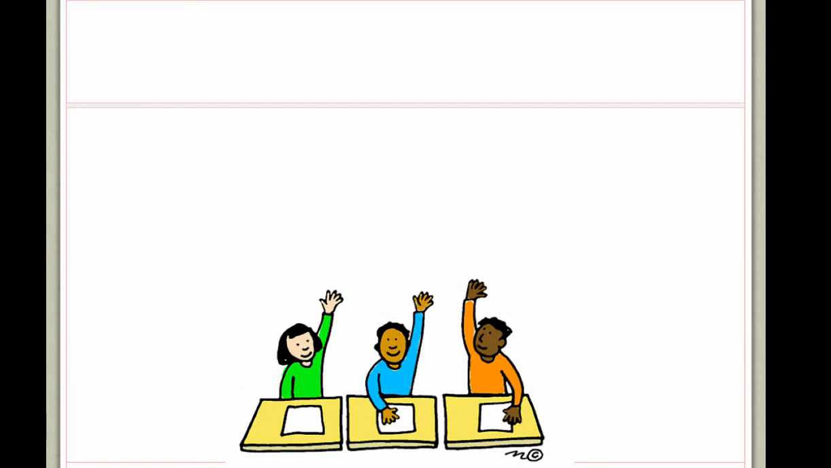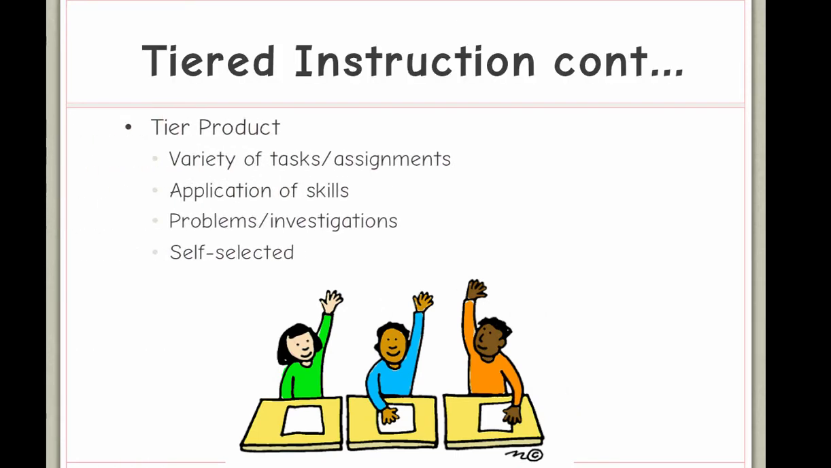And as I said before, we can also tier the product or the assessment, or how students show us what they've learned, how they've applied the skills, how they've developed, how they've answered problems or engaged in investigations. And in many cases, this would be self-selected. It can be. We want to teach students to figure out how they can show it to us.